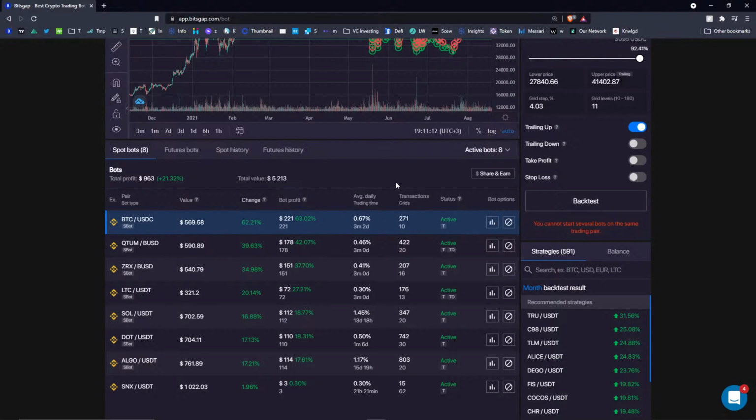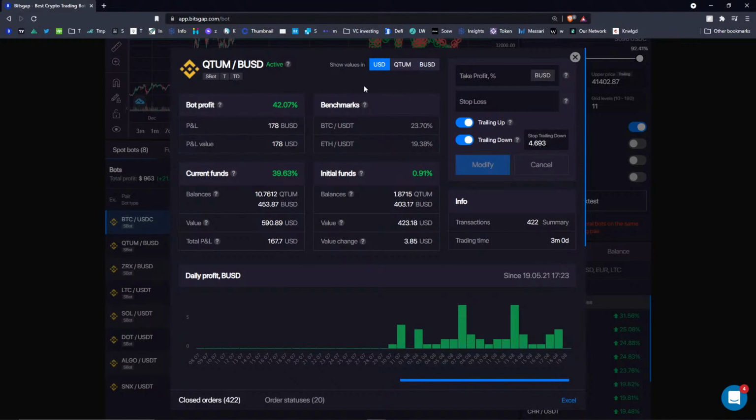So what else can we see here? Let's go back to maybe Quantum. Okay, so you see with the Quantum I can instantly see that the strategy I used, and thanks that I was clever enough to allocate that amount of Quantum and that amount of BUSD 3 months ago to this strategy, so that eventually it brought me $167, which is like almost 40% of the total investment change.